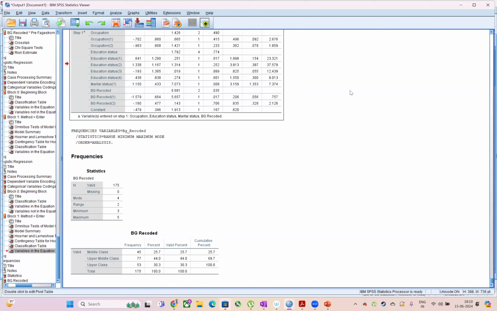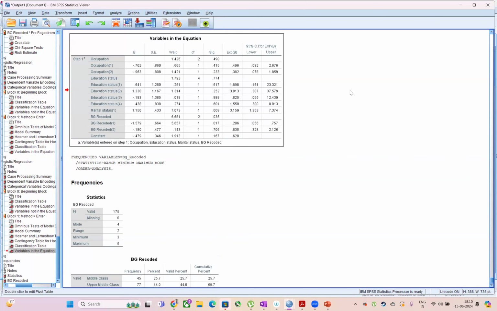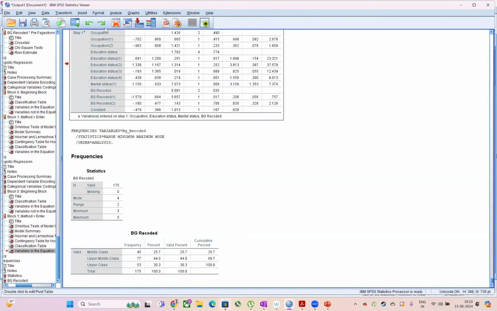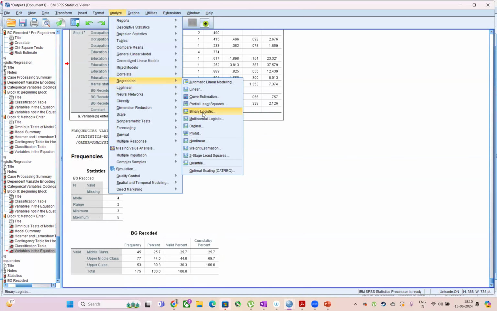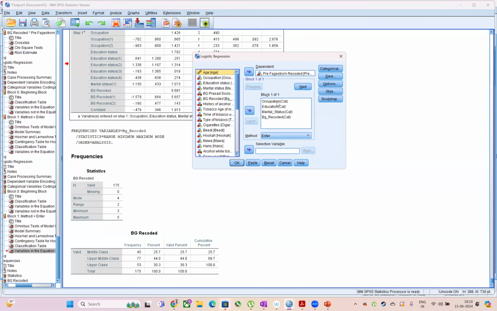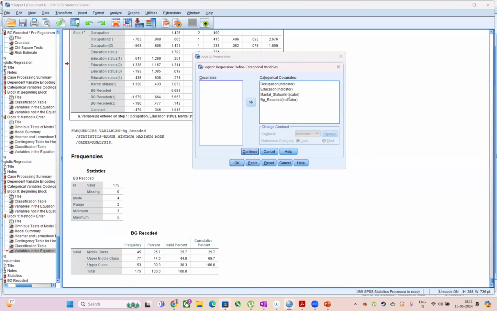Sir, one doubt. How will you decide that this is the reference value? That is what I showed you, right? In Regression, you go for Binary Logistic. Here you have all these variables over here. You go into Categorical and BG Prasad. Here I have the reference category: last or first.